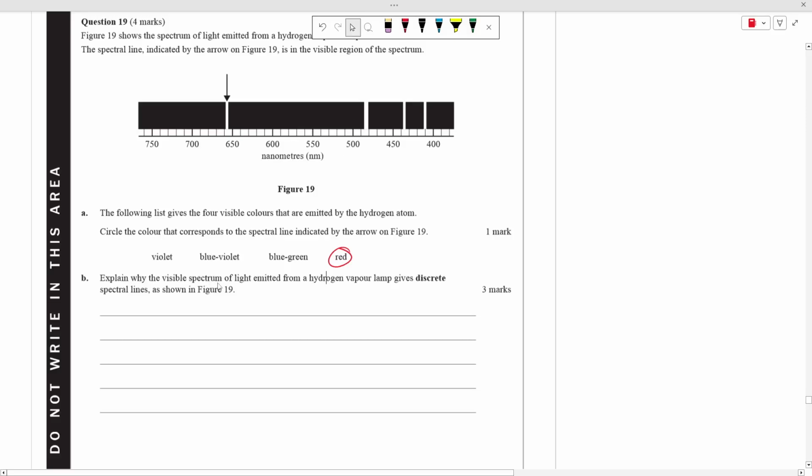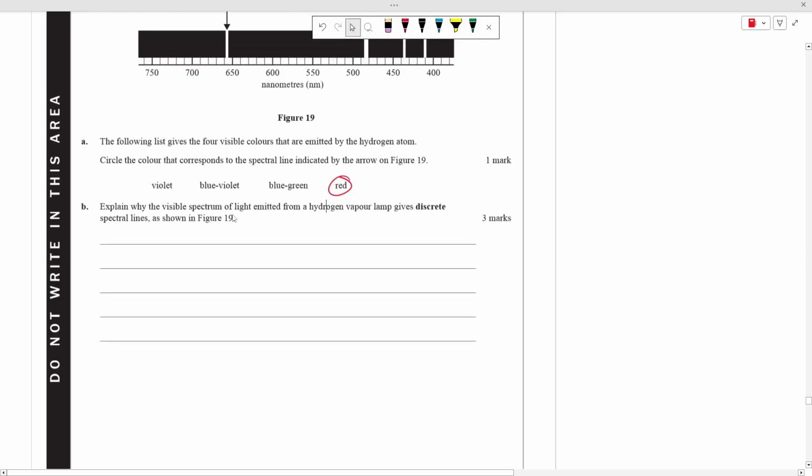Explain why the visible spectrum of light emitted from a hydrogen vapor lamp gives discrete spectral lines. Okay, so I'm going to refer you to the report here, because I can't be bothered writing it all down. But basically, it's very boldly saying discrete. So we're going to be talking about the fact that there are discrete energy levels inside your hydrogen atoms that the electrons can jump between.